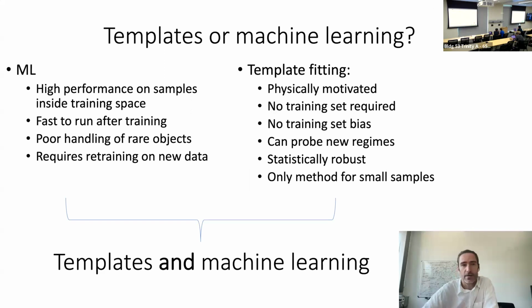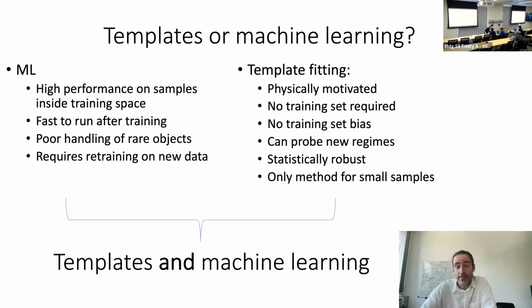It's fast to run after training, but possibly has poor handling of rare objects. If the objects aren't captured in the training space, we don't expect it to perform well. And of course, it requires retraining on new data. When we have new noise features or deeper data or anything like that, we need to retrain because it will affect the results.